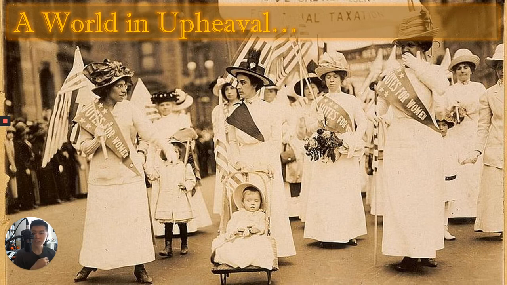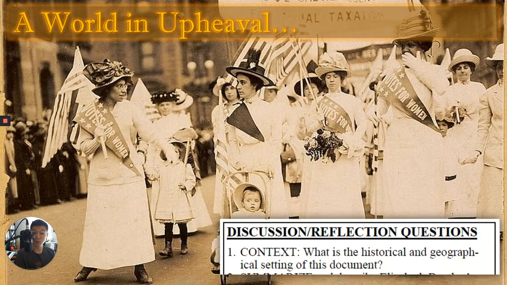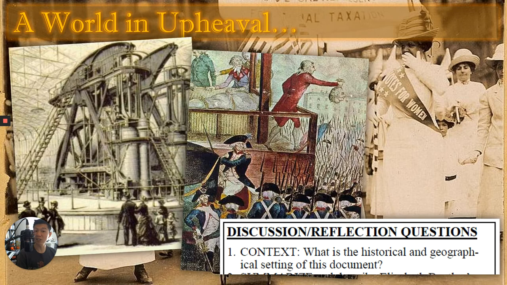Okay. And so, if we're going to set the stage for a lecture called The Excesses of the Industrial Revolution, we have to be able to examine some of the context for this particular time period. And so the first question asks you the historical and the geographical setting of this document, something you're asked to do for all of the essays.